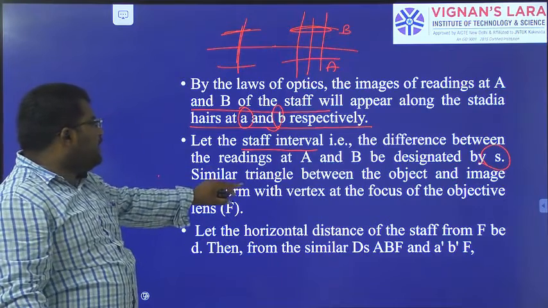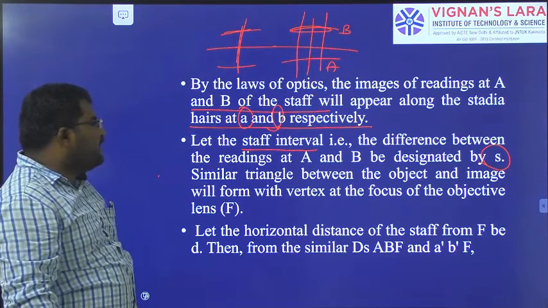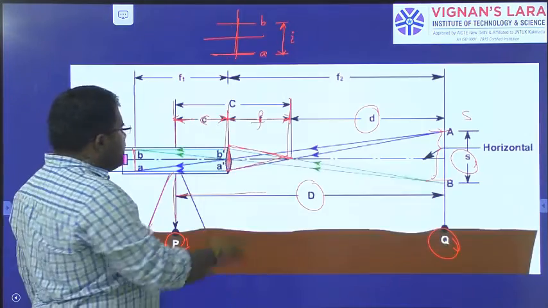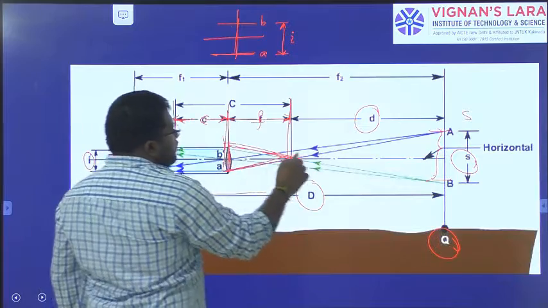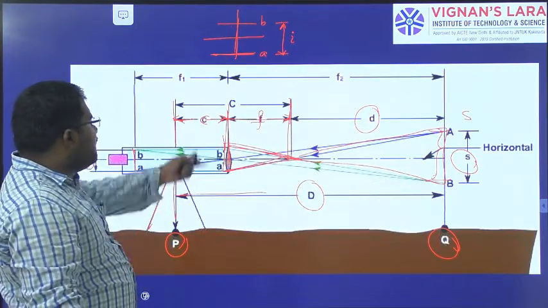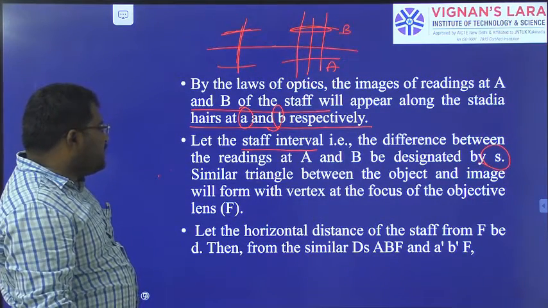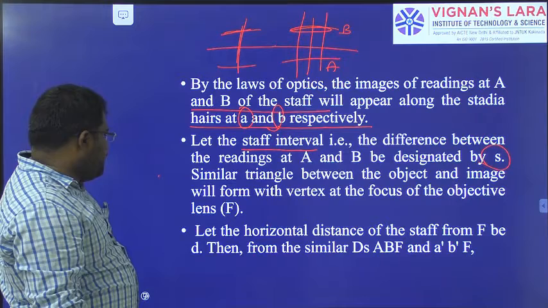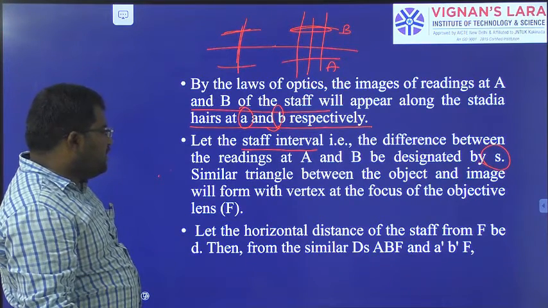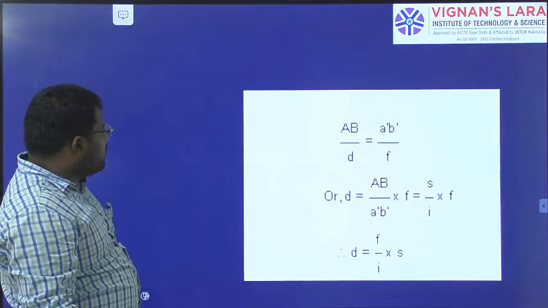Similar triangles between the objective and image will form with the vertex at the focus of the objective lens, right? So you can see here similar triangles formed, at a distance of f. Next, let the horizontal distance of the staff from f be d. Then from the similar triangles ABF and A dash B dash F, we can see here.